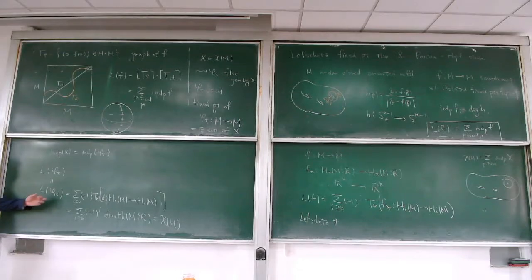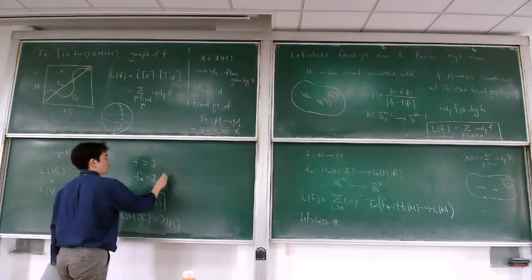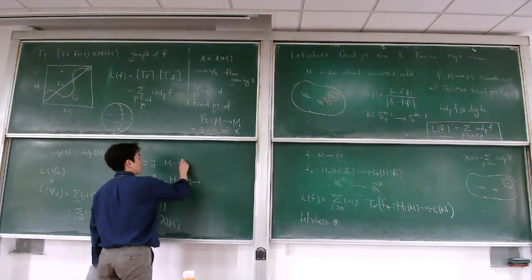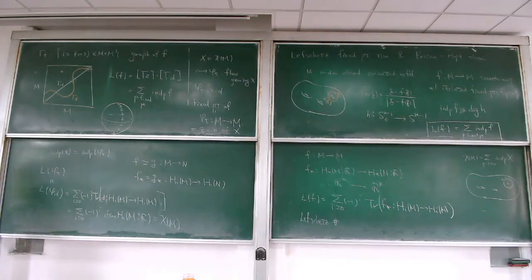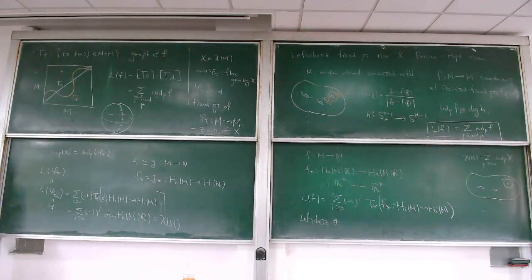Here I use the fact that if two maps are homotopically equivalent, they will induce the same homomorphism. Given that F and G are homotopic, F star is equal to G star on the homology group of M, and the homomorphism is an isomorphism. That's what we have used. Since the flow is homotopic to the identity map, sorry, I should take T equal to 0, which is the identity map. This is the correct expression.